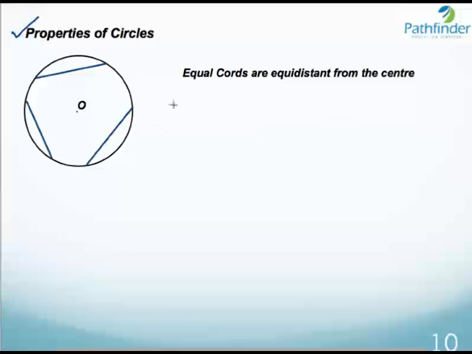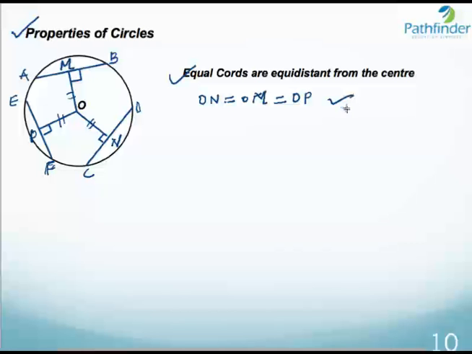First, we have equal chords are equidistant from the center. So we see here three chords, and these chords are AB, CD, and EF. And the perpendicular distance measured from point O on each of these chords will be the same. So these distances ON, OM, and OP are all equal. So we can write ON is equal to OM is equal to OP.